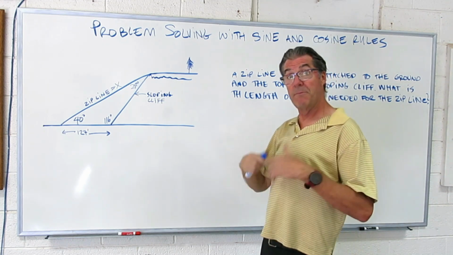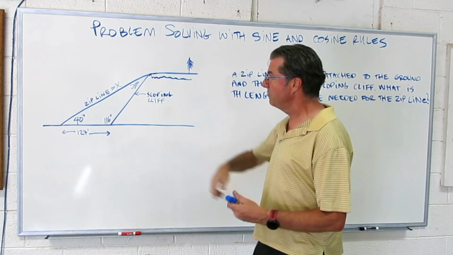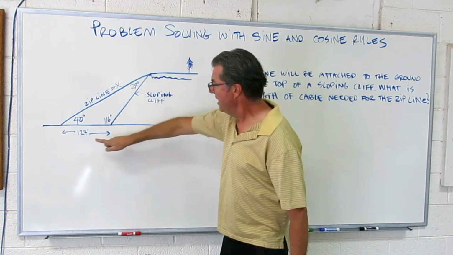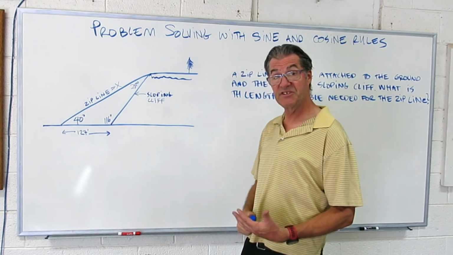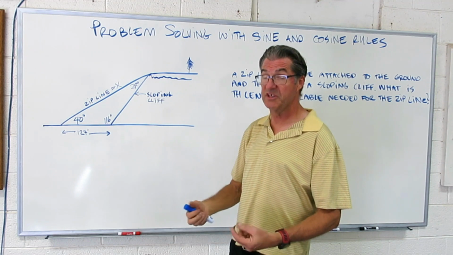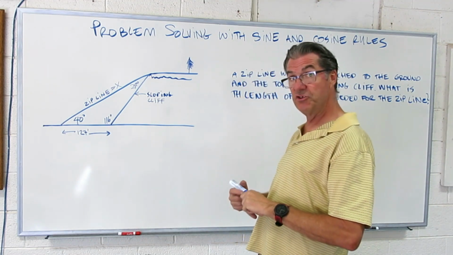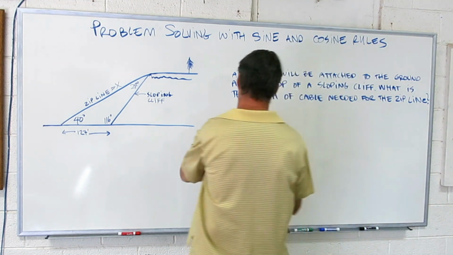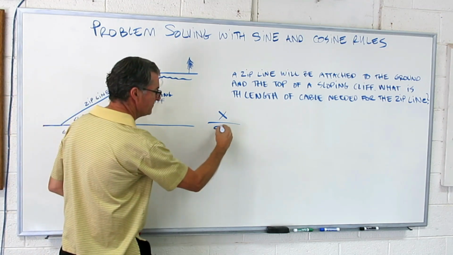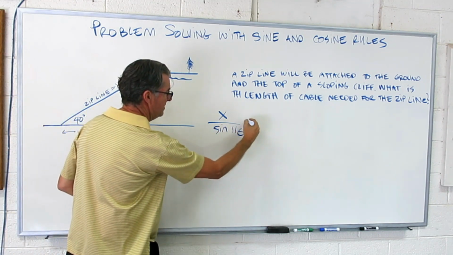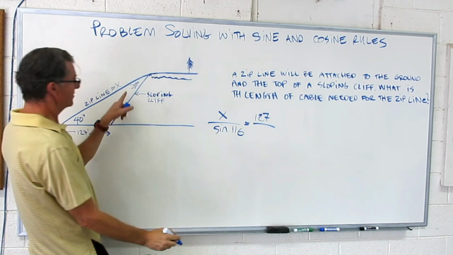Okay, so now pause the video again and see if you can write a sine rule equation that will have x, this angle, and 127 and that angle. So go ahead and do that. Okay, let's see how you did. Now the way the sine rule works is it's the length of a side over the sine of the opposite angle. So I'm going to do the one with our x first. x over sine 116 is going to equal 127 over sine 24.